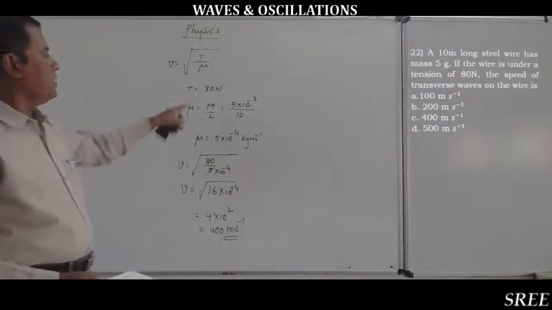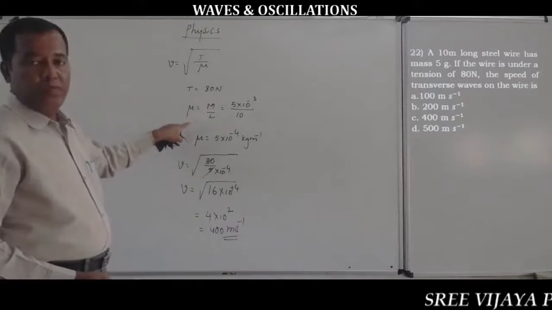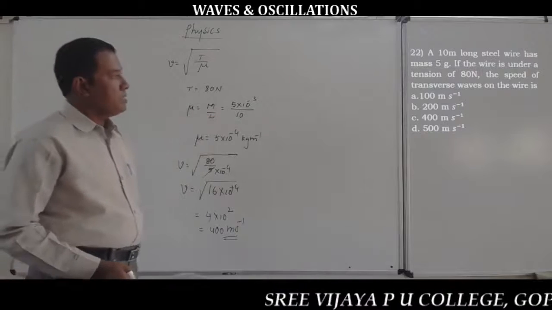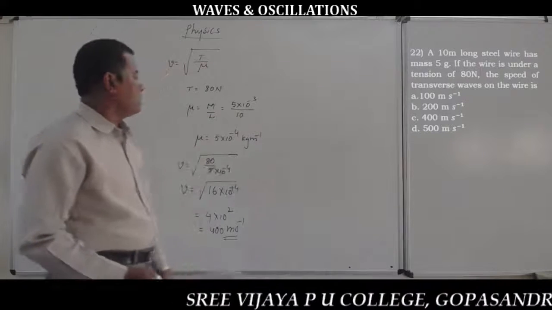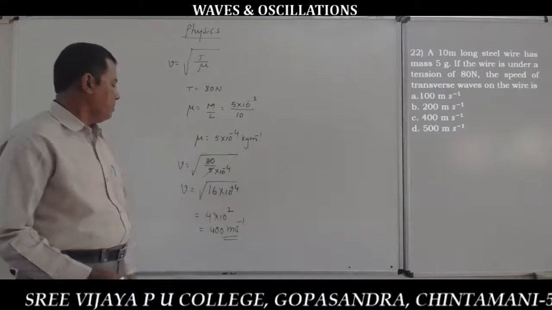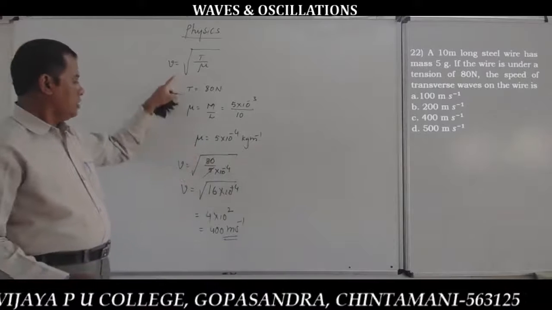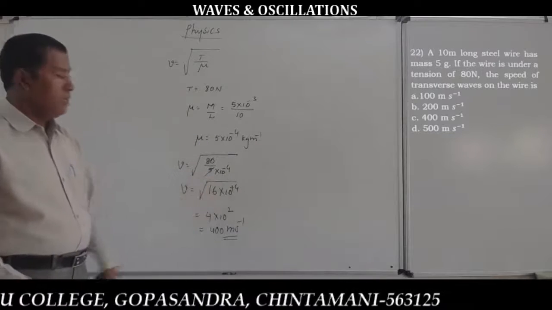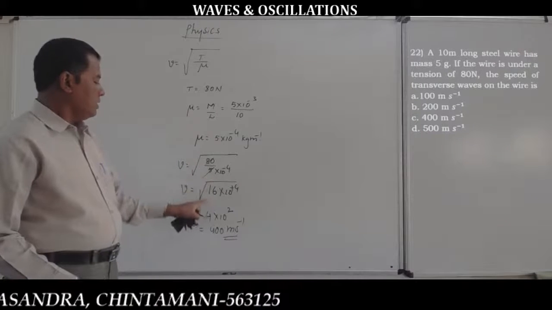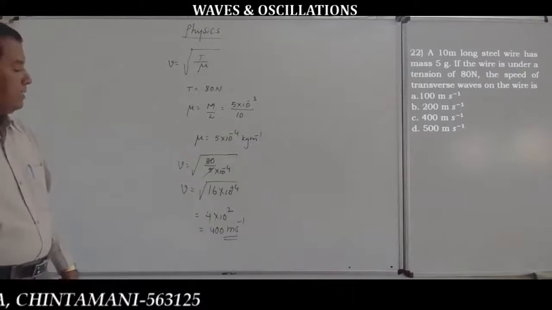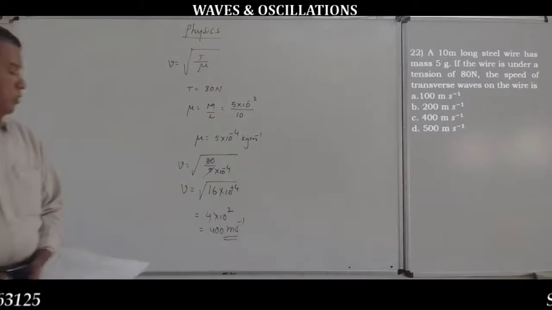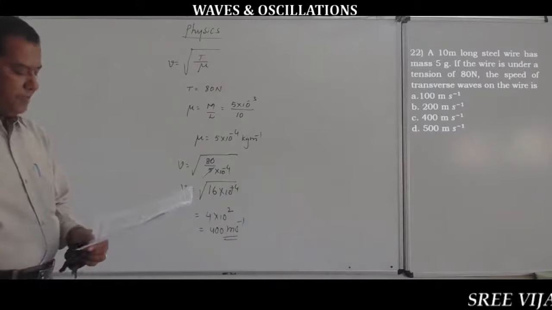So here tension T is given as 80 Newton. So first you find what is its linear mass density, mass per unit length. That is mass is given as 5 grams. It is 5 into 10 power minus 3. Length is 10 meter. So therefore you get 5 into 10 power minus 4 kg per meter. So just substitute this value in this relation, you get 80 by 5 into 10 power minus 4. So therefore you get 16. Root of 16 is 4 and root of 10 power 4 is 10 power 2. Therefore you get 400 meter per second.